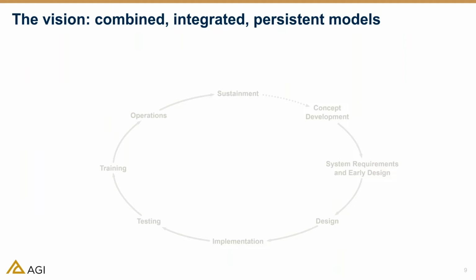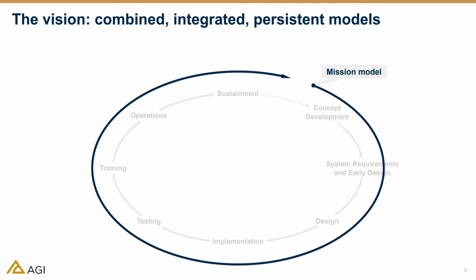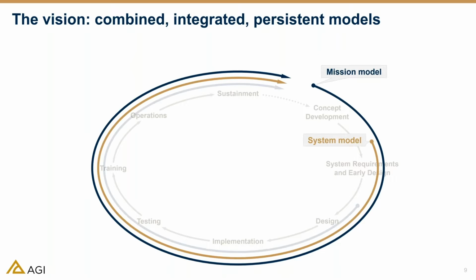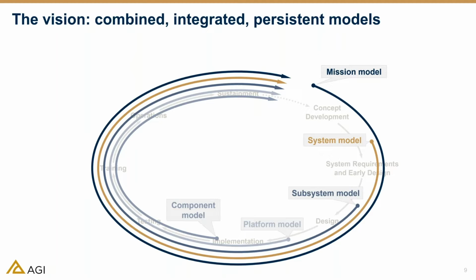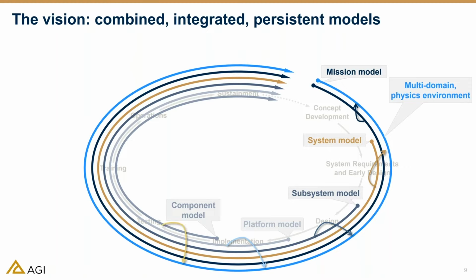So the vision of digital engineering is to have combined, integrated, and persistent models throughout the program lifecycle. And in order to do that, you need to have a good mission model that defines how effective your system is at meeting the initial mission needs at the beginning. So from there, you can define your system model, your subsystem model, platform model, all the way down to the component model, and as you work through the rest of the program lifecycle. And in order to have an enduring, authoritative source of truth, you need to tie all those models into a multi-domain physics environment.